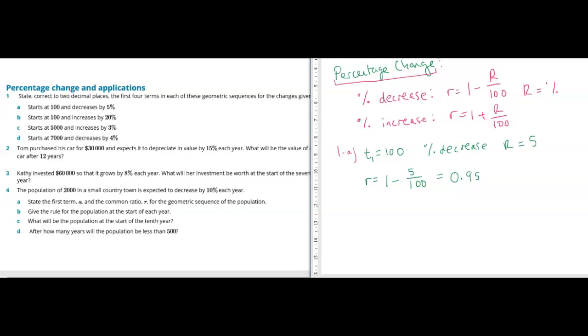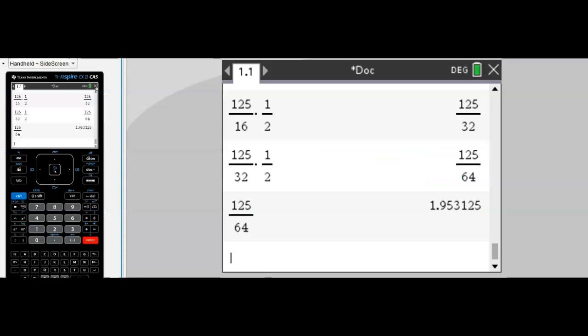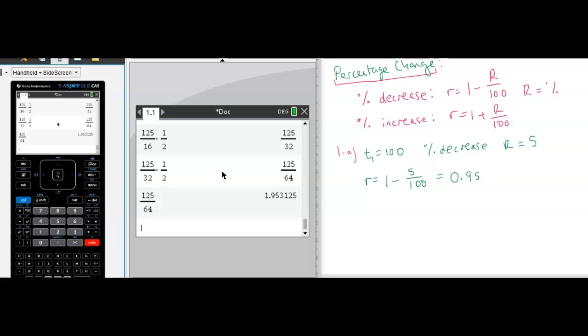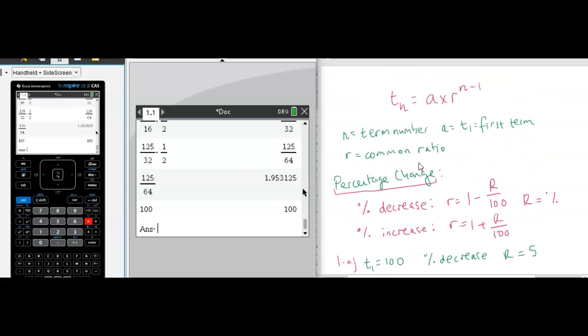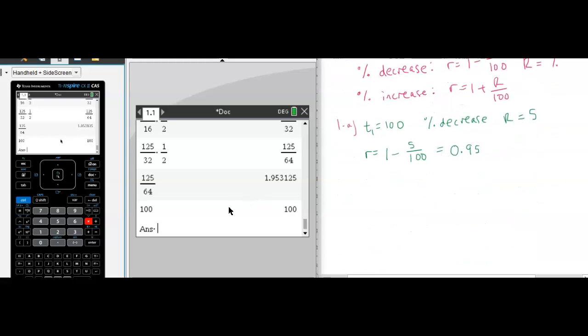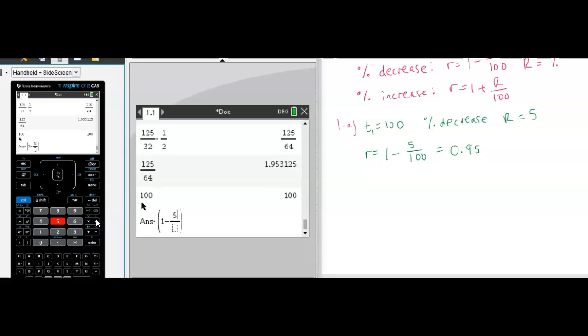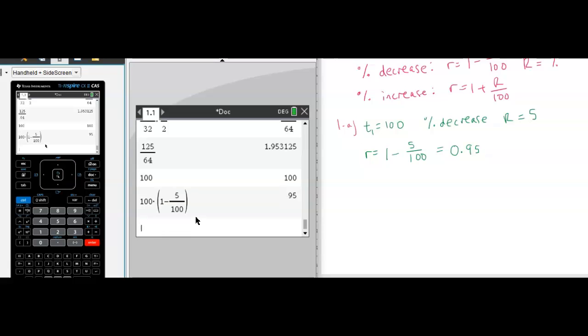We can do the first 4 terms on the calculator. So remember, calculator is our friend. So first term is 100, so we press 100 equals, and then we multiply. So we're using this rule up here. So A, your first term, times R. So you can either type in 1 minus 5 over 100, which is the same as typing in 0.95. So I think it's a good idea to leave it like this, just in case you make an error. And you can just press enter.